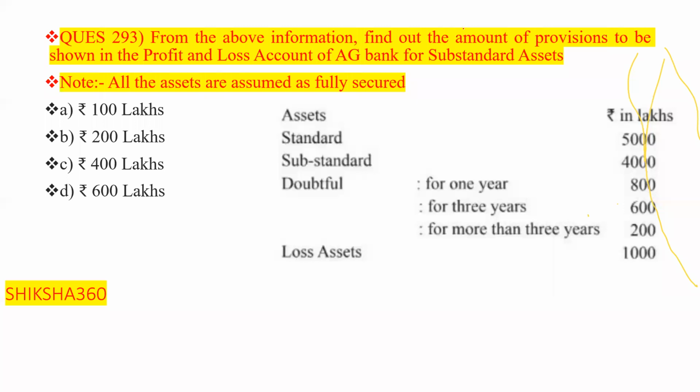Clear? So from the above information, find the amount of provision to be made in the profit and loss account of the bank for substandard assets. Clear? Basically for substandard assets. All the assets are assumed as fully secured.